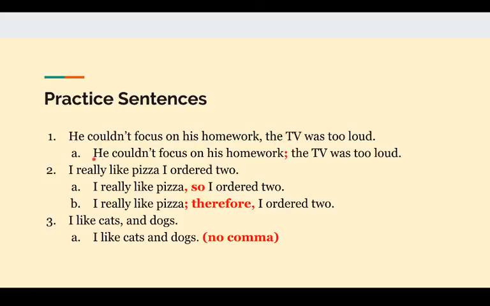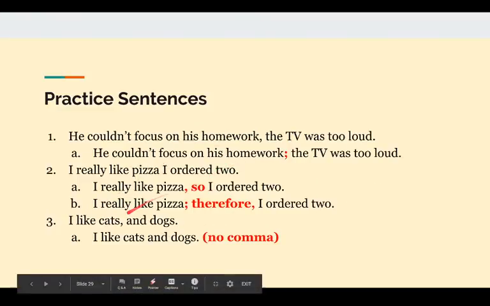So the correct sentence would be, he couldn't focus on his homework, semicolon, the TV was too loud. There are other ways to join two independent clauses. Again, you can use the FANBOYS coordinating conjunctions, but it's really up to personal writing preference. Just to show that you can combine sentences, independent clauses, in different ways.